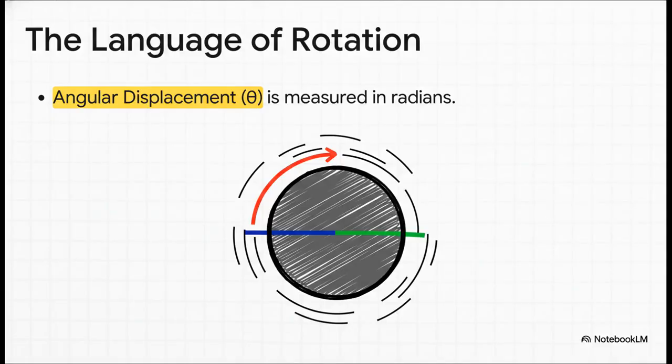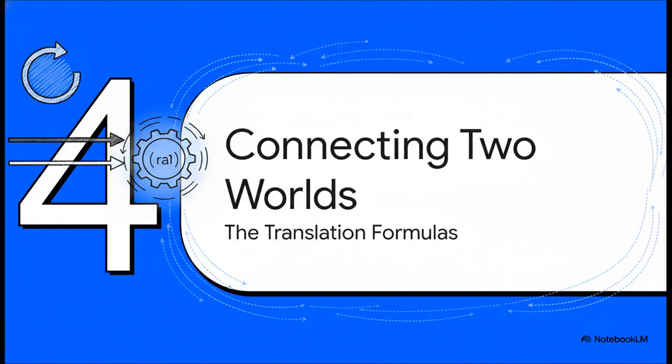So let's quickly run through what these mean. Angular displacement, theta, is just how far something is turned. And, you guessed it, we measure it in radians. Angular velocity, omega, is how fast it's spinning. So that's going to be radians per second. And finally, angular acceleration, alpha, tells us if that spin is speeding up or slowing down. All right, we have our concepts for both worlds. We have our special tool, the radian. Now for the magic part, let's see how they all connect with a couple of really elegant formulas.